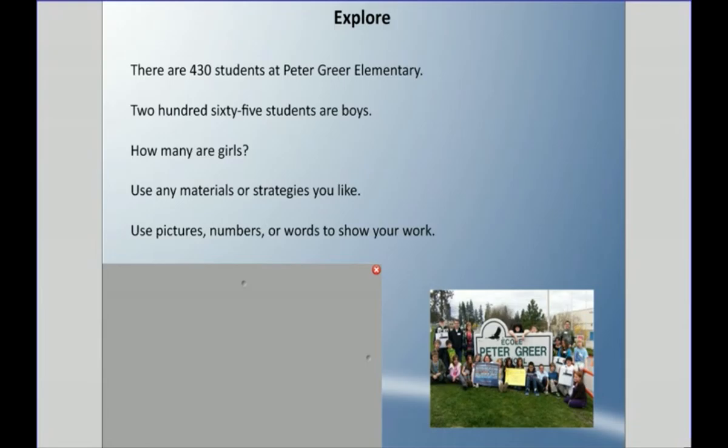Let's get started. There are 430 students at Peter Greer Elementary. 265 students are boys. How many are girls? Use any materials or strategies you like. You can use pictures, numbers, or words to show your work. Try that out for a sec.